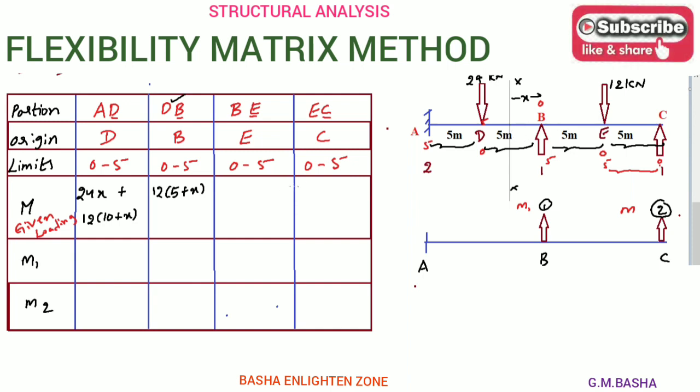And again go to the BE position. Again here I am considering section xx at a distance of x from E, and again I am resolving the force up to that section x. See here, 12 into x in the portion BE. I am resolving that force, 12 into x. I am considering only right side forces. And again go to the EC portion.